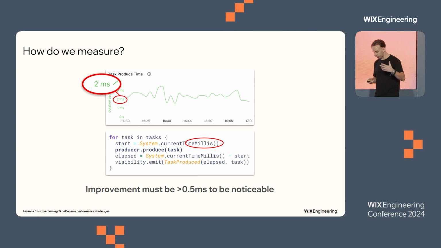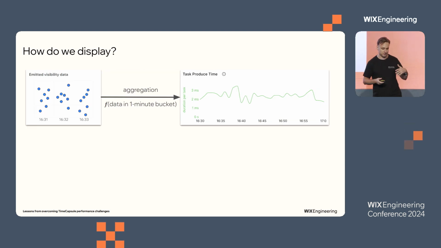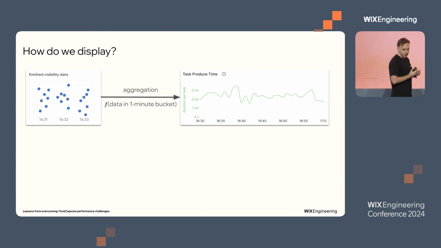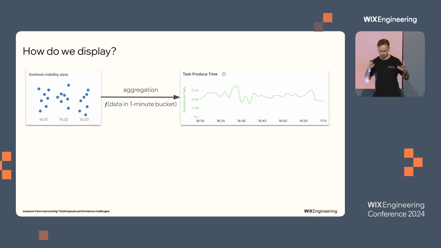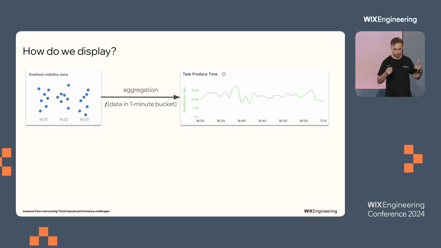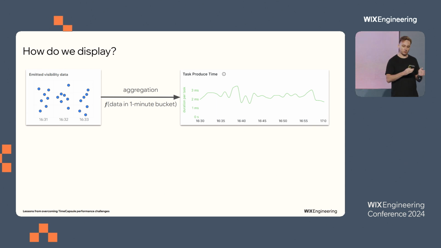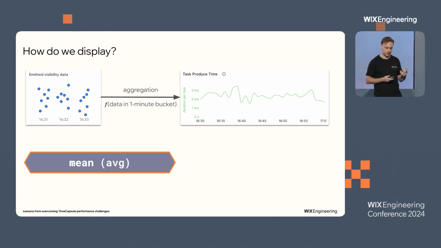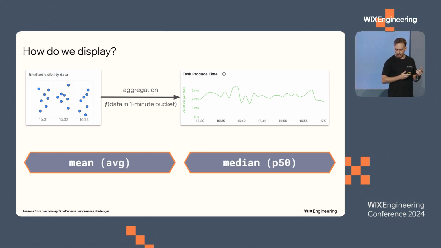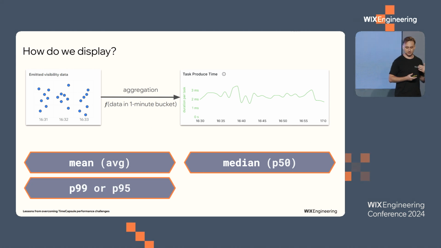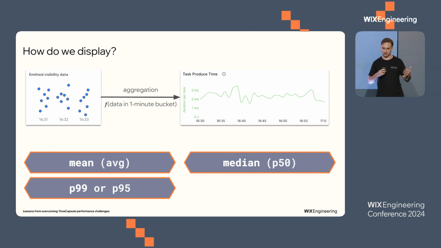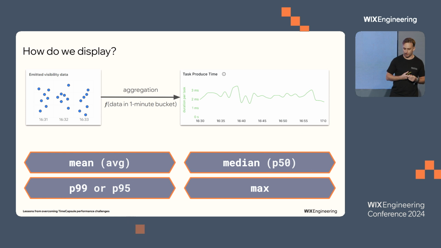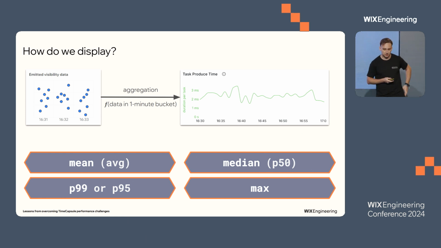OK, let's assume that we fixed the precision and we start measuring with high precision. What's next? Because monitoring infrastructure works with 1-minute granularity, in order to display those measurements on Grafana, we have to aggregate everything in 1-minute buckets. And typical choices for aggregation functions are mean or average, median or P50, some higher percentiles like P99 or P95, or max. And maybe I'll do a quick quiz.